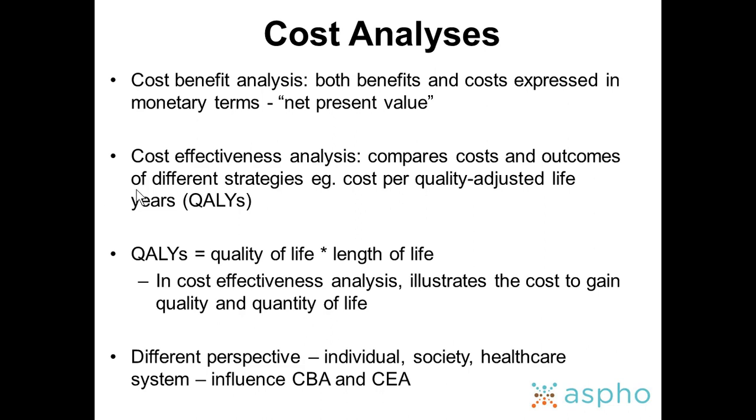So let's say that you were going to live for 5 years in perfect quality of life. That would give you a QALY of 5. If you had another strategy that had you live for 10 years with a quality of life of 0.5, 10 times 0.5 is 5. So those are exactly the same QALYs, although you can see that they're quite different in how they look. But from a QALY perspective, they look exactly the same. And cost-effectiveness analysis shows you the cost to gain both quality of life and quantity of life. The board also wants you to know that different perspectives are important when you develop these decision models: individual, societal, and healthcare system perspectives.